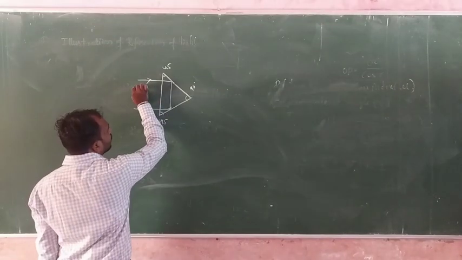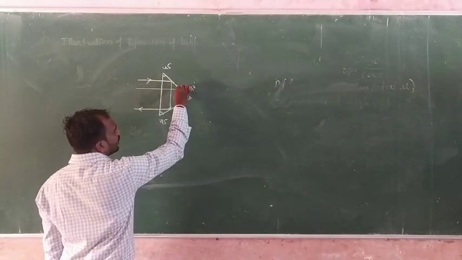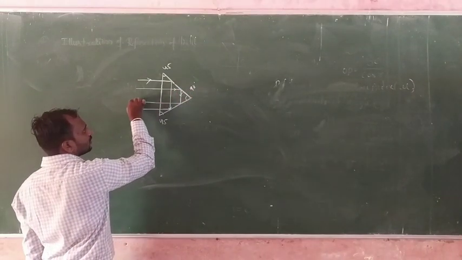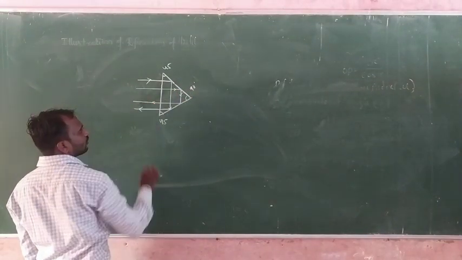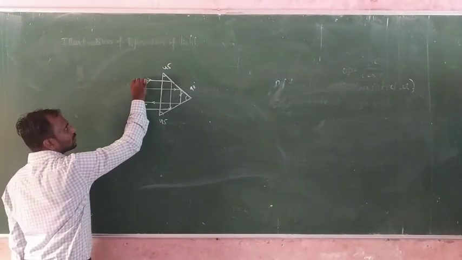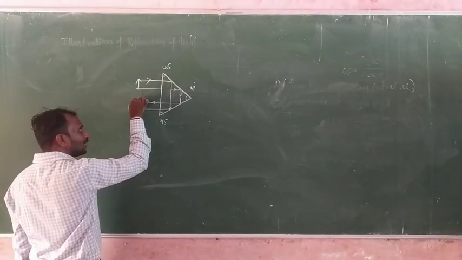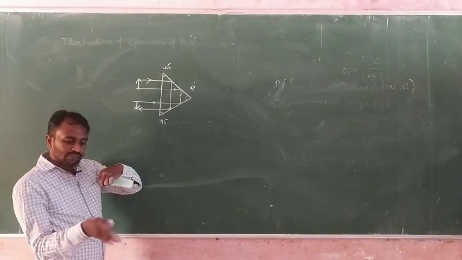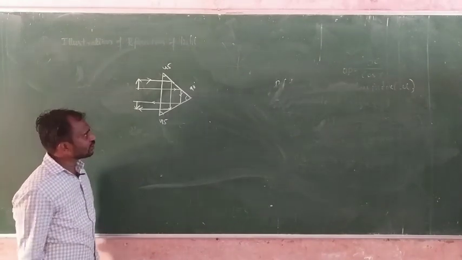Here we have the incident ray, the reflected ray, and the refracted ray. Suppose this is an object, and here we get an image. This image is an inverted image.